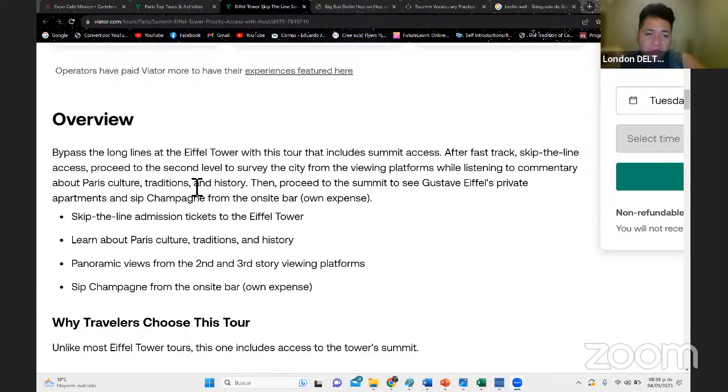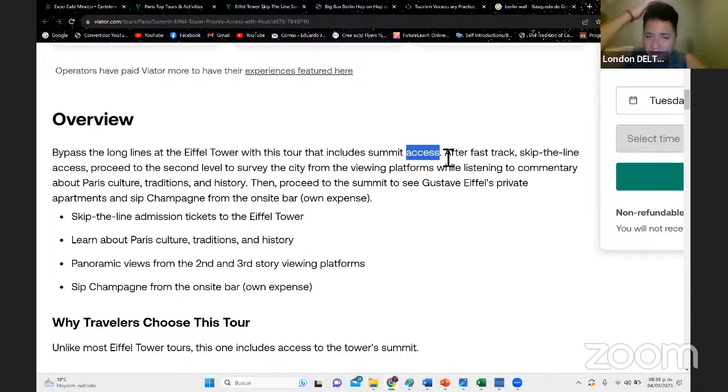Okay, so advantages. ¿Cuáles son las ventajas, right? Bypass. This expression is like evitar, right? In this case, la larga fila. And includes summit access. Summit aquí hace referencia a subir hasta la cima, acceso a la cima. Bueno, a lo más alto, ¿no? De la torre. After fast track. Después de eso también el salir va a ser rápido. Salir de la torre. So it's a skip the line access. Acceso para evitar la fila.